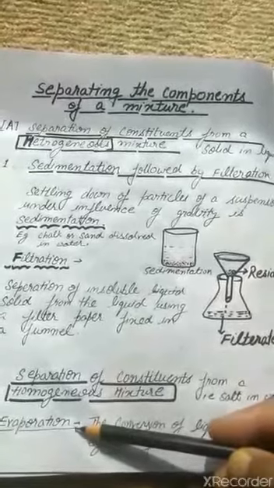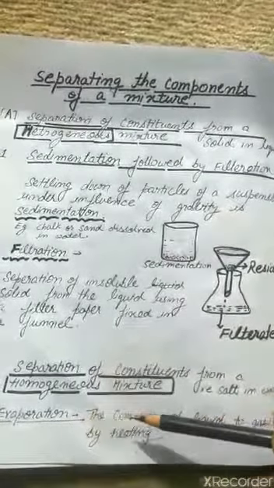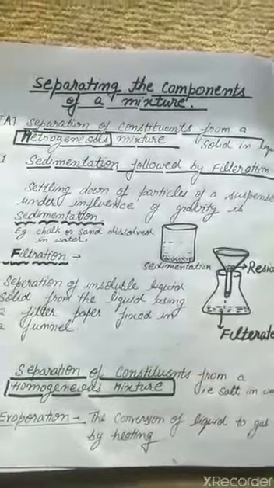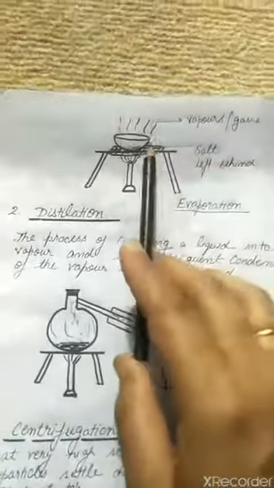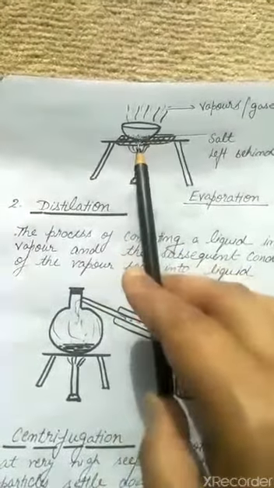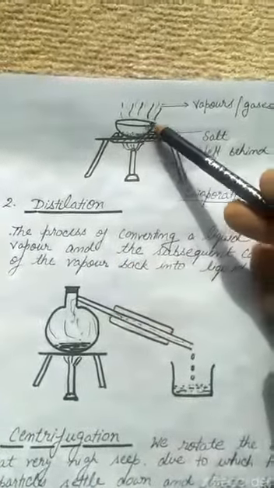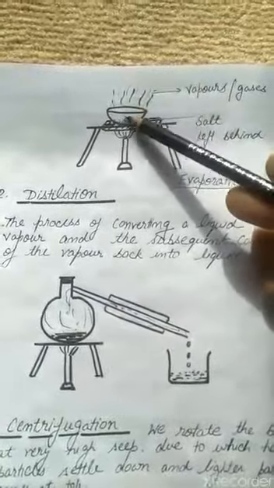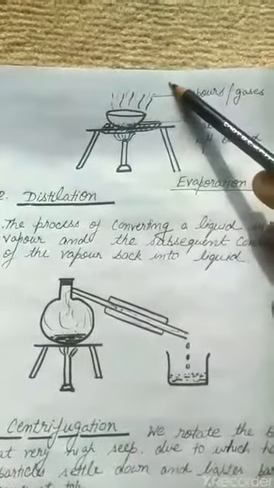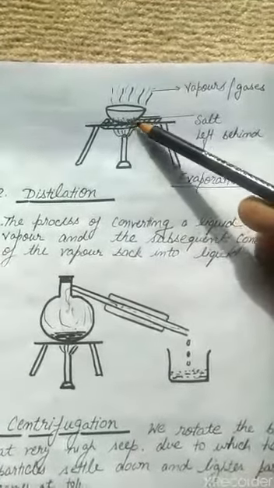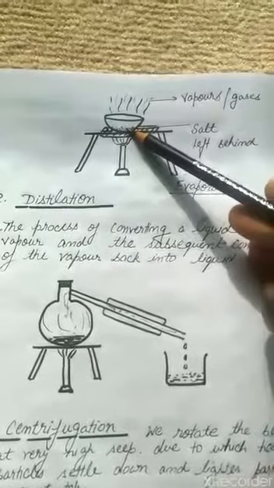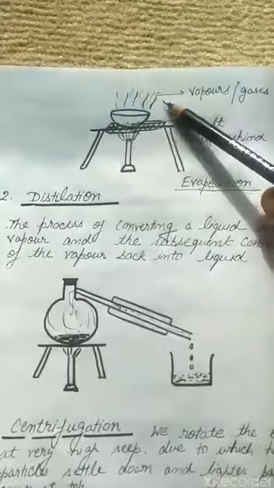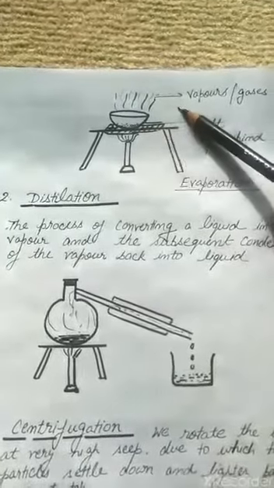Evaporation, which I told you in the last chapter, is the process of converting liquid into vapor, means we start heating the mixture. We hold the mixture in a china dish and start heating. When we start heating, the liquid starts boiling, the liquid starts vaporizing, and after some time we see that all the liquid will be vaporized and converted into gas. Only residue, that is salt, will be left. So by the evaporation process we can separate the homogeneous mixtures.